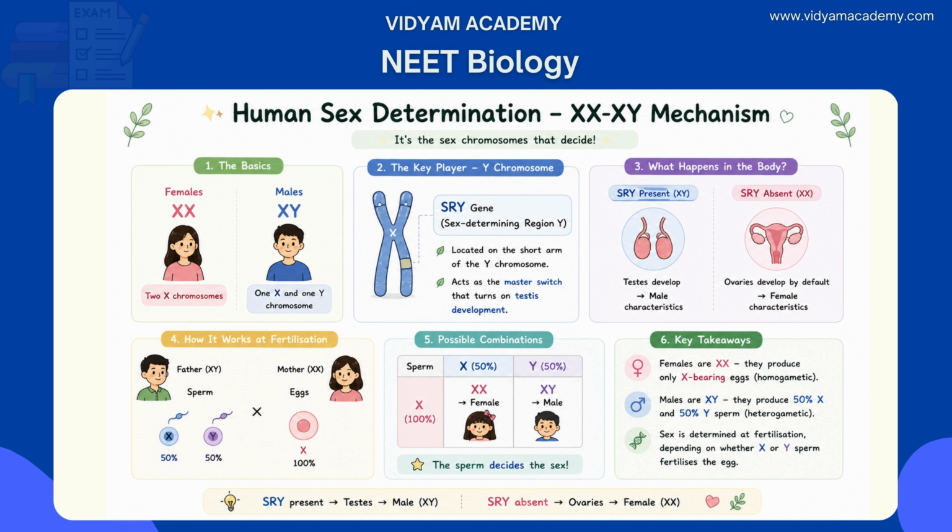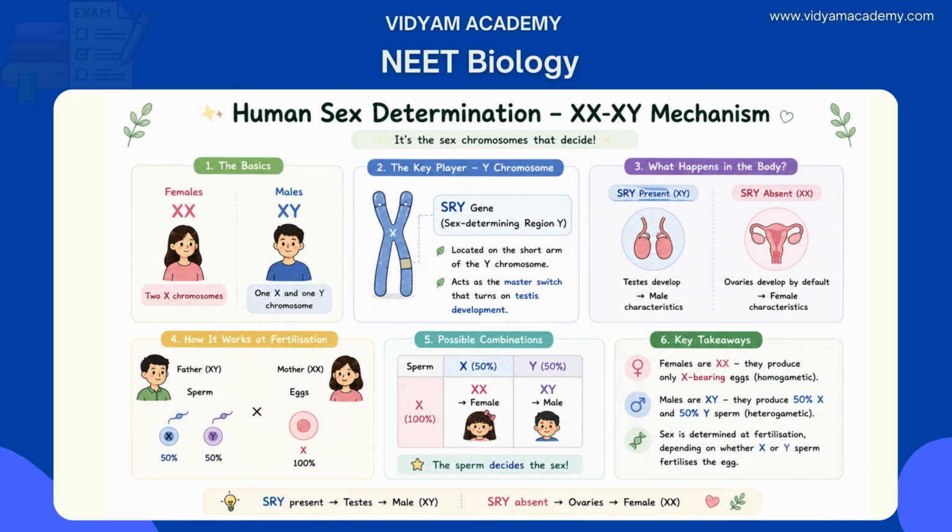The Y chromosome carries the SRY gene, sex determining region Y, located on the short arm of Y, which acts as the master switch that directs the undifferentiated gonads to develop into testes. Without SRY, ovaries develop by default. So females produce only X-bearing eggs, the homogametic sex, while males produce 50% X-bearing and 50% Y-bearing sperm, so heterogametic sex. When a Y-bearing sperm fertilizes the egg, a male XY results. When an X-bearing sperm fertilizes the egg, a female XX results. Sex is therefore determined at fertilization and depends entirely on which sperm reaches the egg.